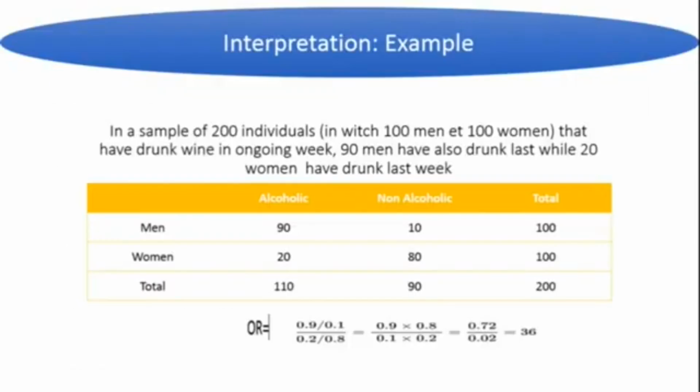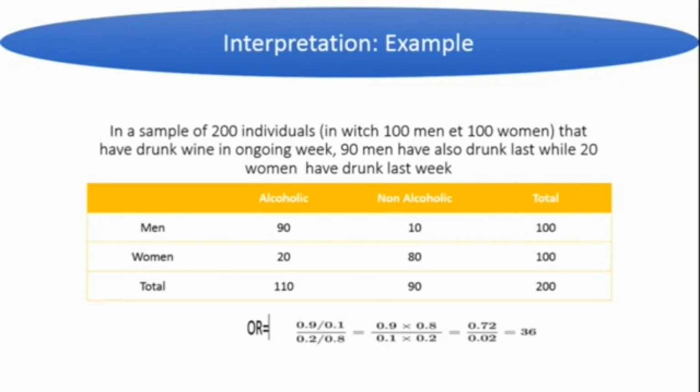So let's take an example to illustrate in practice how to use the odds ratio to interpret a risk factor. We have a sample of 200 individuals in which we have 100 men and 100 women that have drunk wine in the ongoing week. So we define our main variable, that is alcoholism. You are alcoholic if you have drunk in this week and you have also drunk in the previous week. Every person that we have selected has drunk in the ongoing week, and persons that didn't drink in the previous week are supposed to be non-alcoholic. That is how we have defined our variable alcoholism.